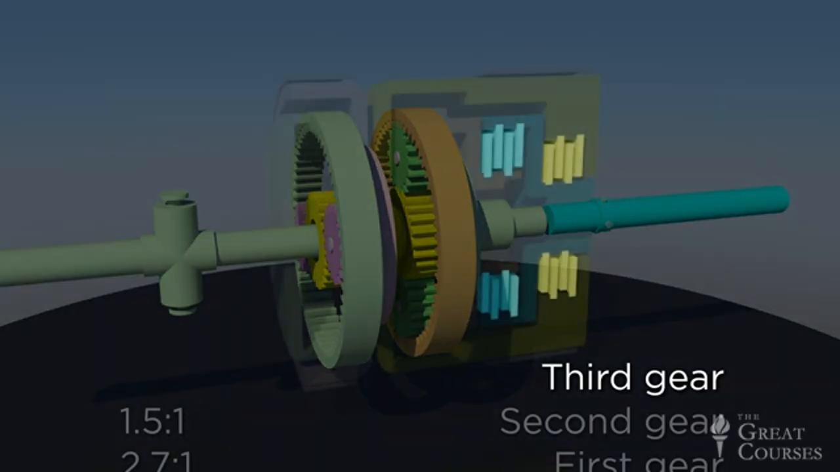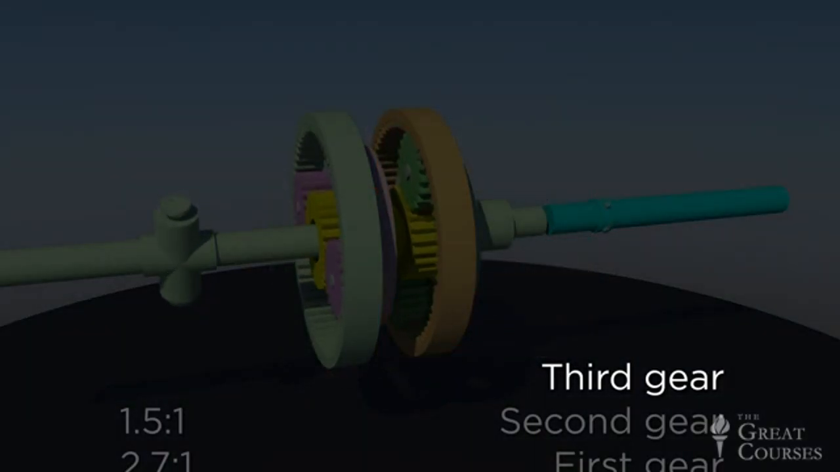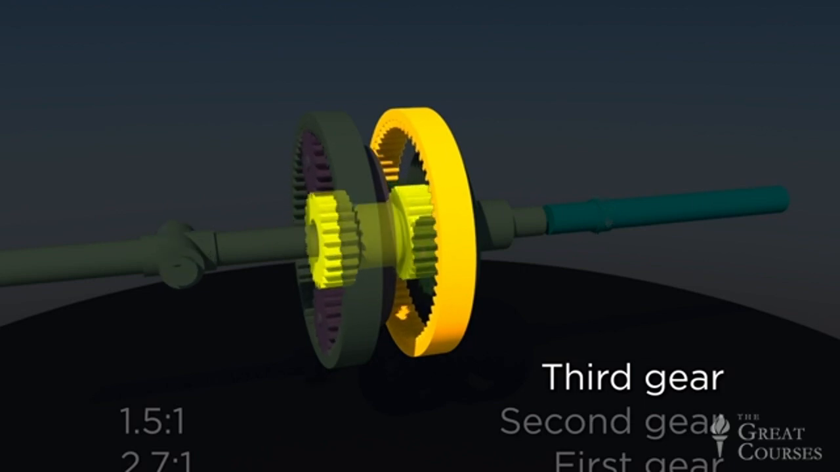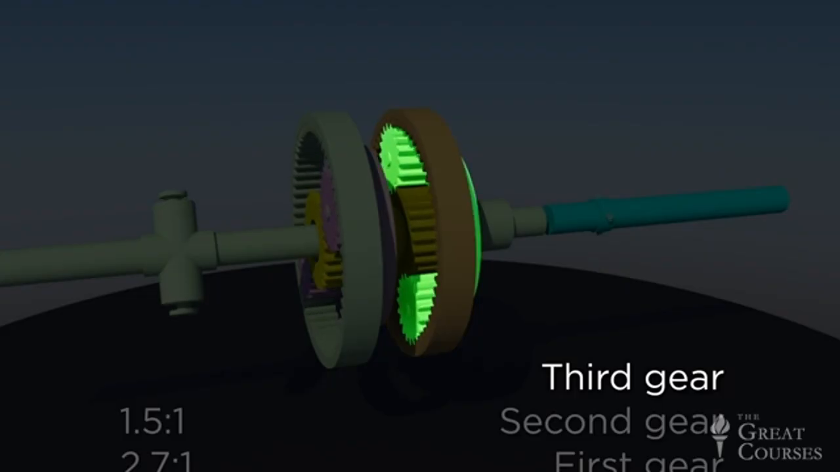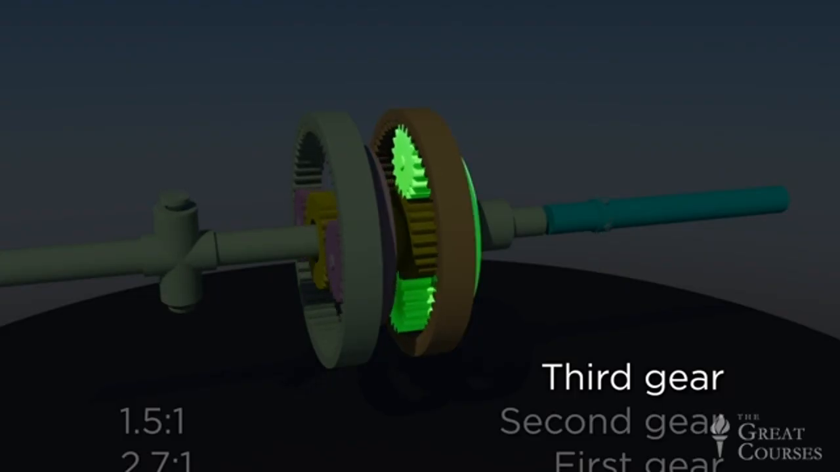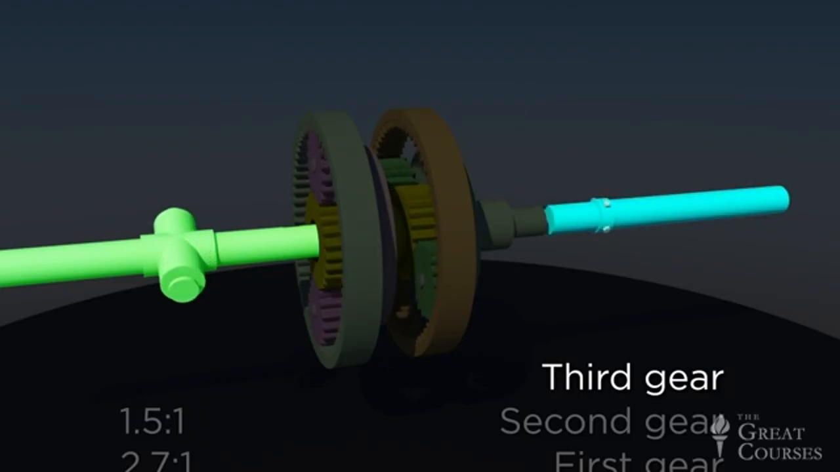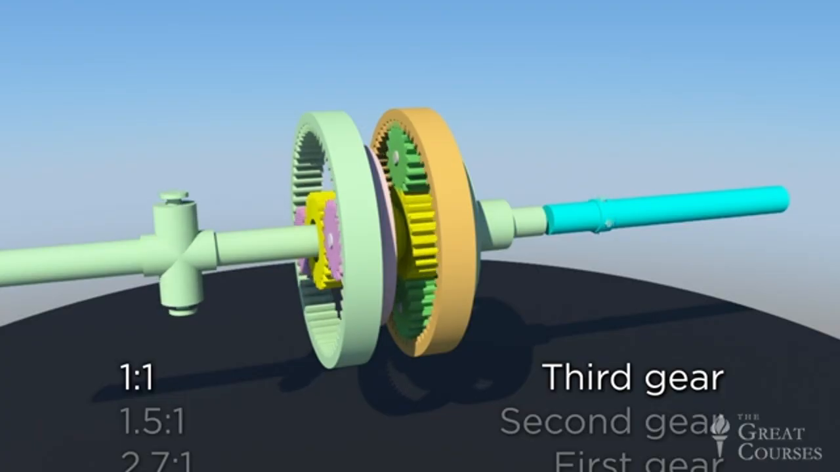In third gear, both clutches are engaged, so power is delivered simultaneously to both the forward annular gear and the common sun gear. Since both of these components are now spinning at the same rotational speed, the planet carrier is constrained to rotate right along with them. This causes the output shaft to rotate at exactly the same speed as the input shaft, achieving the desired 1-to-1 gear ratio in third gear.